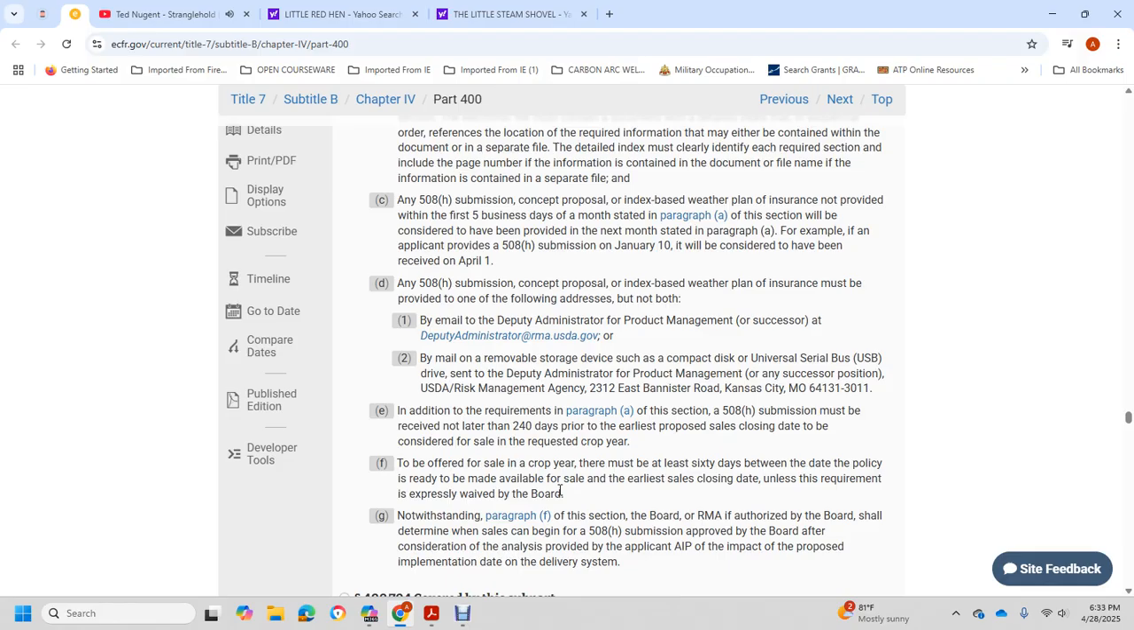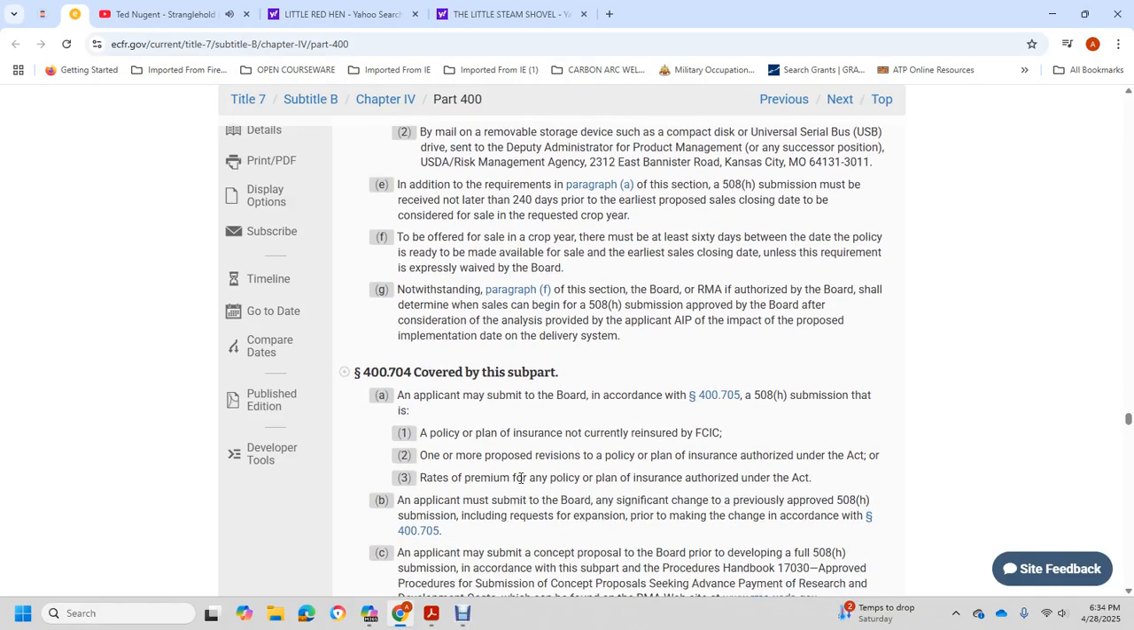with unless requirement easily waived by the board of nothing would stand with the paragraph B after with the board of the RMA with the authorized with the board and shall determine while when sale at the beginning of the 508 submission with approved with the board or after consideration of the analyzed provided with the AIP the impact of the implementation date of the system.